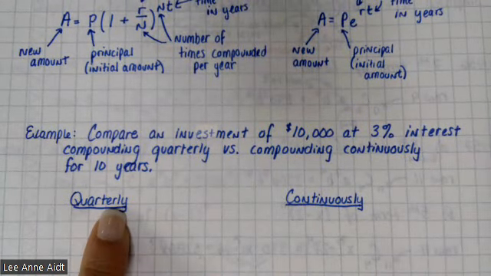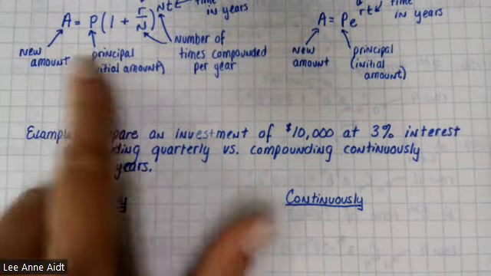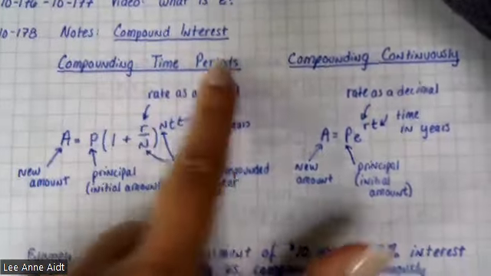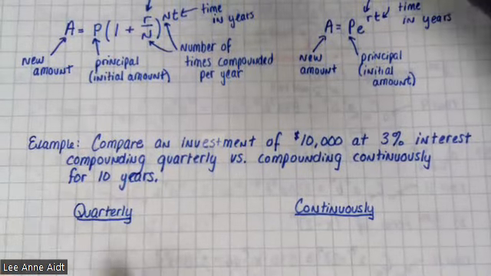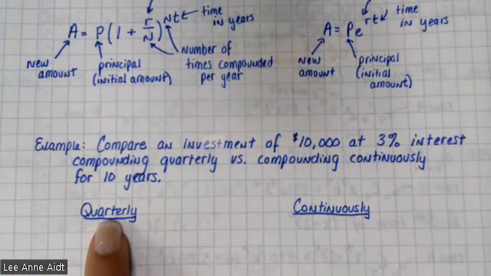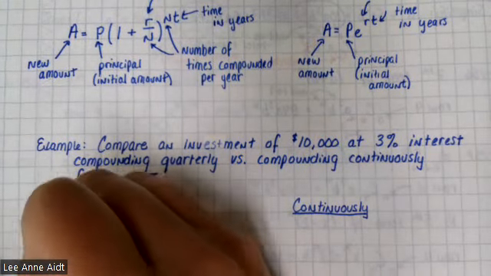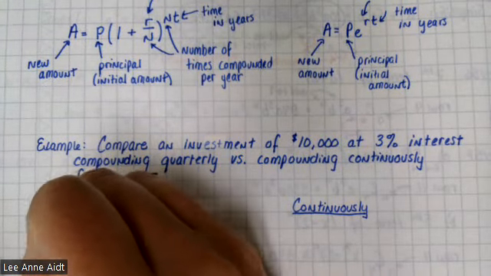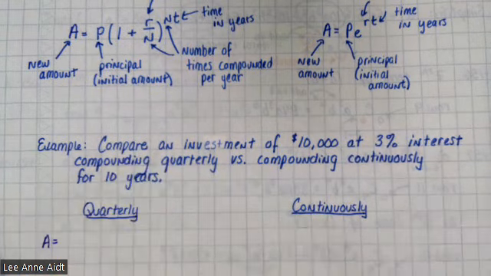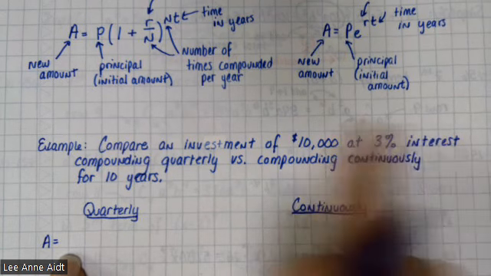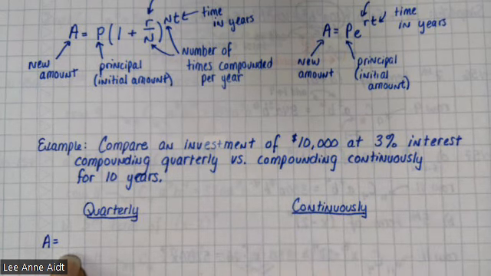Quarterly. When it says quarterly, you know you're in this section because this is compounding time periods. Quarterly is a time period. It's once every 3 months. So A equals. Okay, what is the principal? Principal is the initial amount. What number up here is the principal? 10,000.